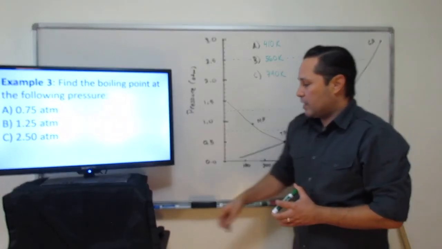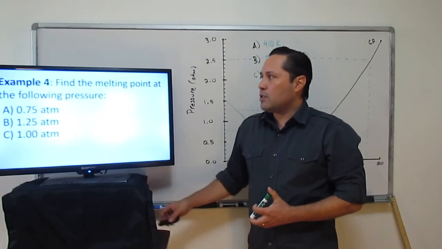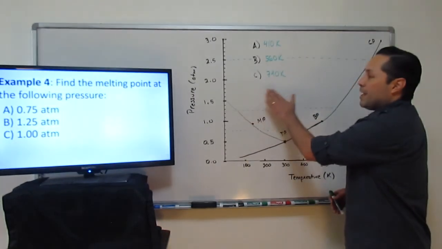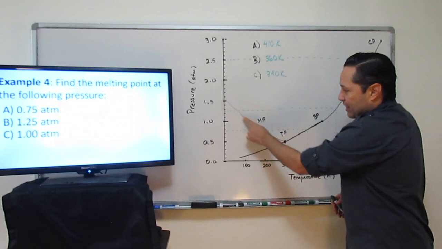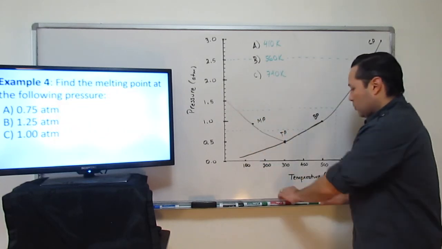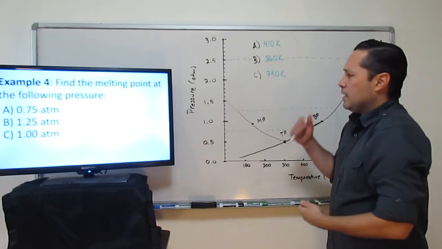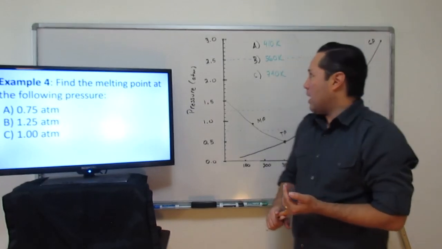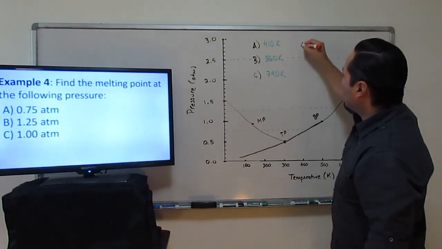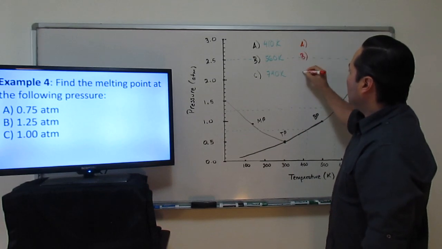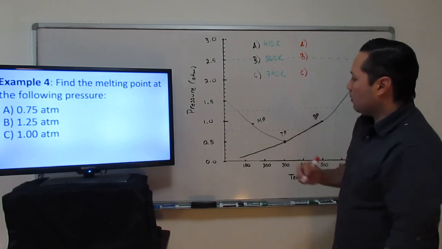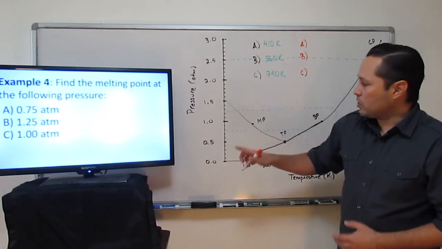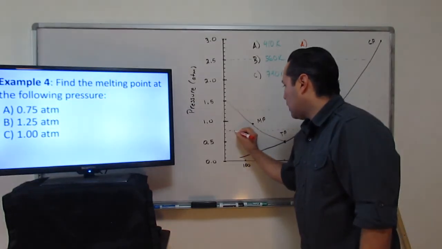For our final example, example 4, they now ask you to find the melting point. The melting point is between the solid section and the liquid section, so we're looking at this line here. We're going to use red for this one. They ask us again for the same pressure, 0.75 for A. I'm going to put the answers over here for this problem that we're working on now. So find the melting point at 0.75. We'll go with this line.